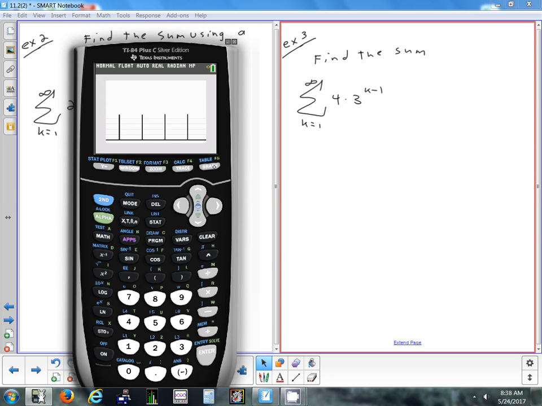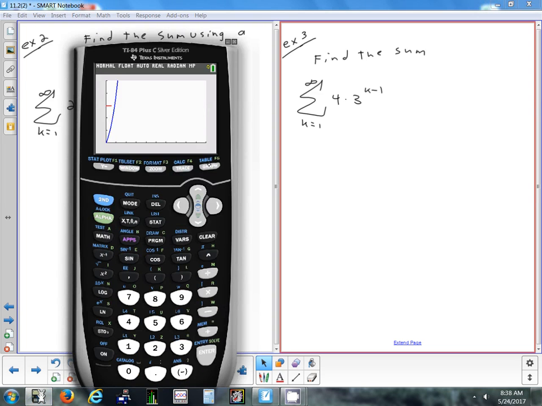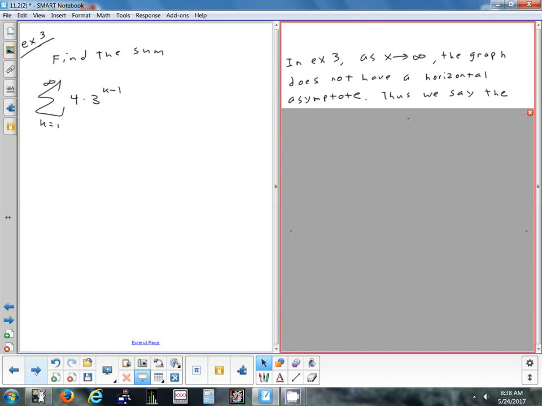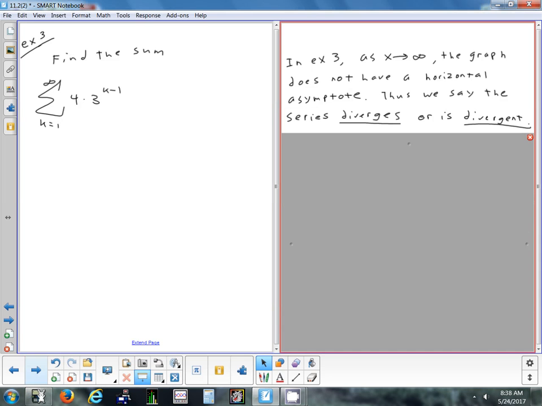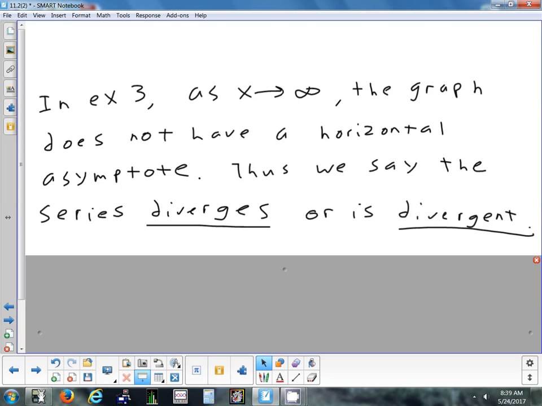Okay, so if we graph it, that blue line represents the sums. It just goes off the screen very, very quickly. And you can see by looking at the table, just ignore the red line, how quickly. By the time x is 10, y is already up over 100,000. So it's going up really, really fast. So as x heads towards infinity, the graph does not have a horizontal asymptote. It just curves up. So we say that the series diverges. Or you could say it's divergent.